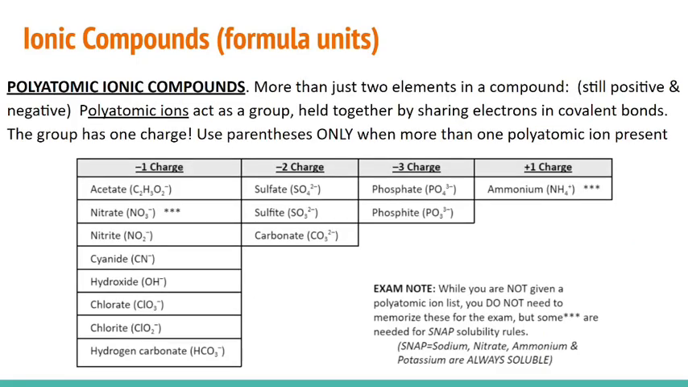Now, the other type of ionic compound that you're going to run into are called polyatomic ionic compounds. And like the name implies, polyatomic means many atoms. So these are not binary. These have more than just 2 elements in the compound.